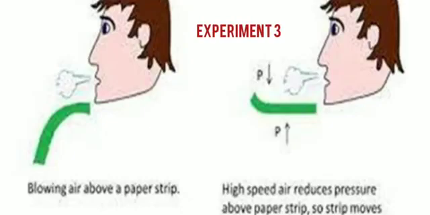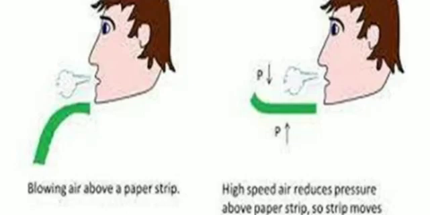Now let us see another example. Take a paper strip, hold it between the thumb and the forefinger, and bring it closer to your mouth. Now blow strongly over the paper strip. You will notice that the paper strip rises upward.